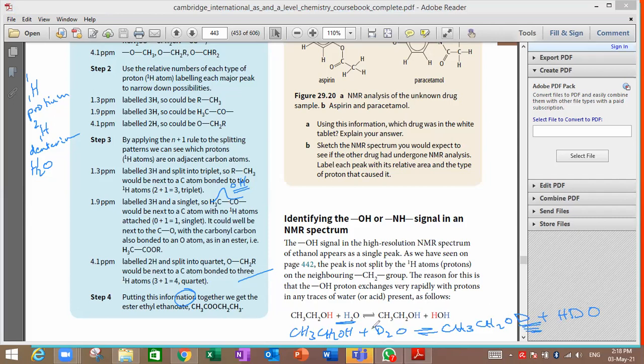So deuterium replaces the hydrogen of the alcohol, and this means that this hydrogen will not appear in the NMR spectrum because it was replaced by a deuterium, which doesn't show in proton NMR. And so this peak that we got at the beginning, before using the deuterium oxide, will disappear when using the deuterium oxide. Understand, or shall I repeat it?